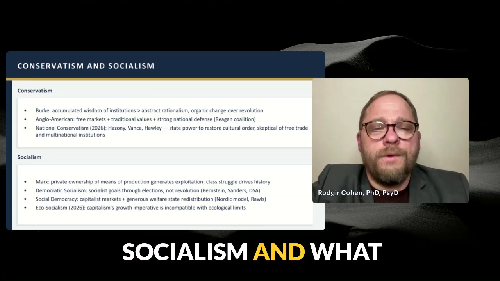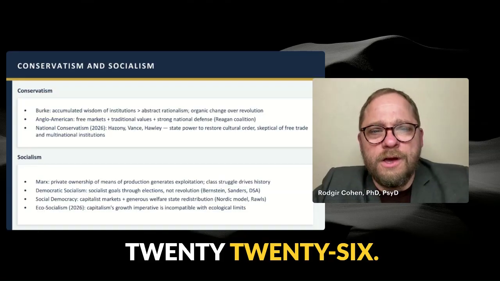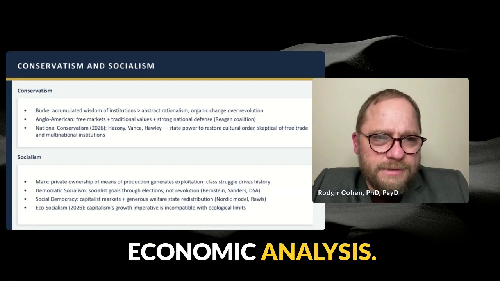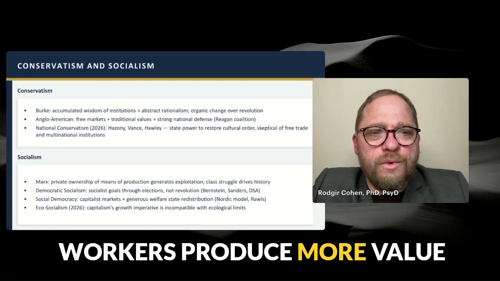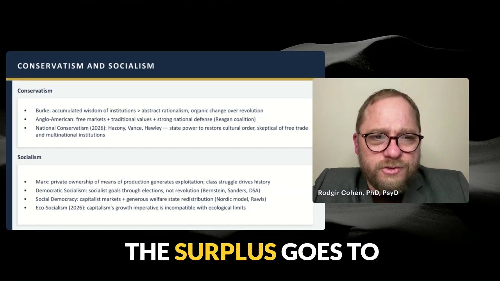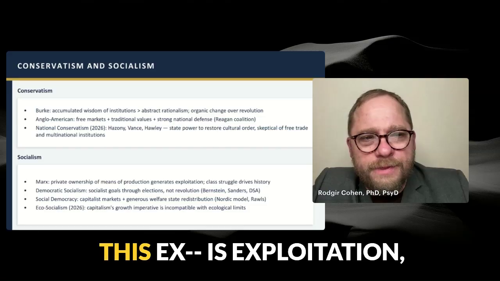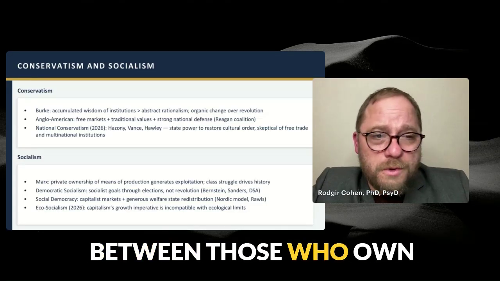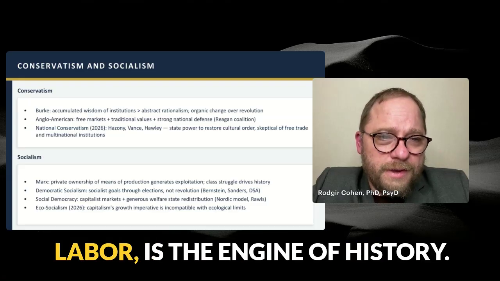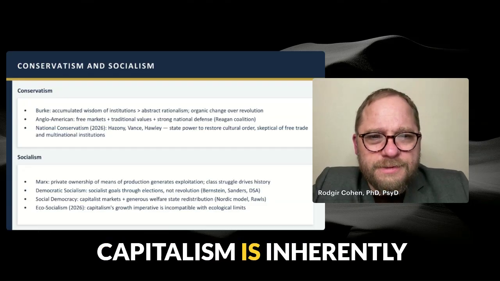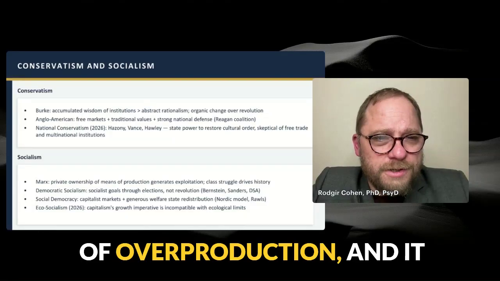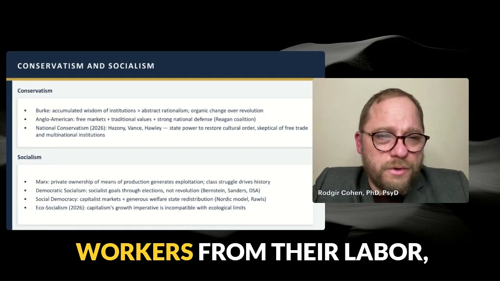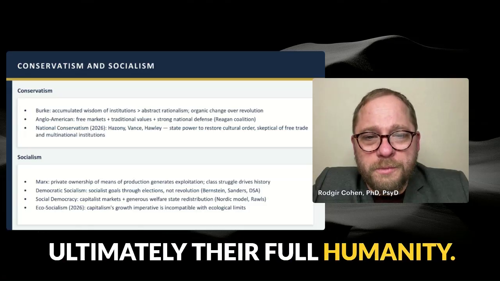Socialism and what it looks like towards 2026. Karl Marx's socialism begins with a specific economic analysis. In a capitalist system, workers produce more value than they receive in wages. The surplus goes to the owners of capital. This is exploitation, not exchange, for him, and class struggle, the conflict between those who own the means of production and those who must sell their labor, is the engine of history. Capitalism is inherently unstable because of crises of overproduction, and it generates not only economic inequality, but alienation, the estrangement of workers from their labor, their product, and ultimately their full humanity.